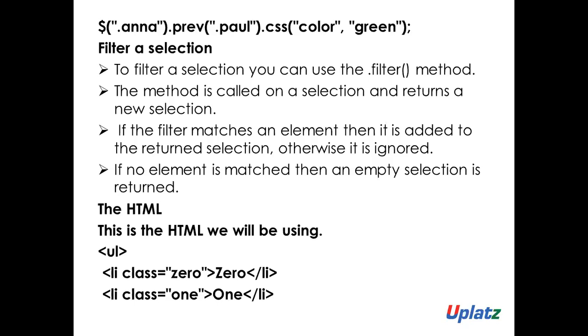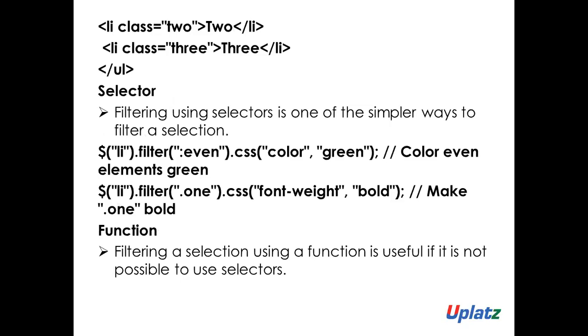So the HTML we are using is a ul with li items 1, 0, 1, 2, 3. In the selectors, the simplest way of filtering is a filter selector. So li.filter(':even'), we have a CSS color for even elements, you will get green. And in the filter method, you have a CSS font-weight of bold, which will make the text bold. So that is the selector we have in this section.